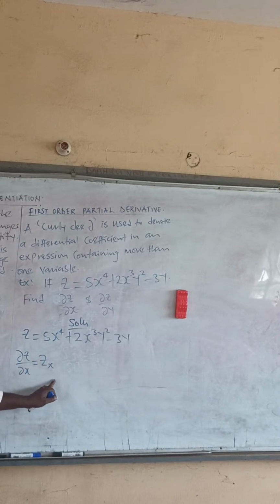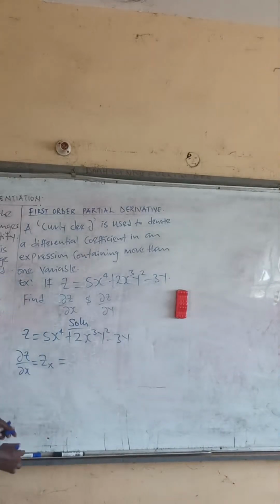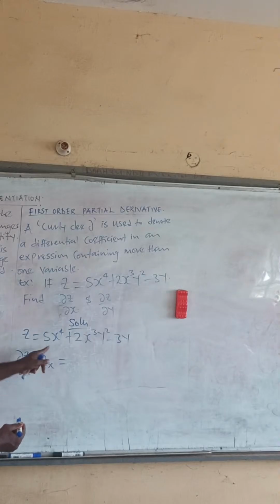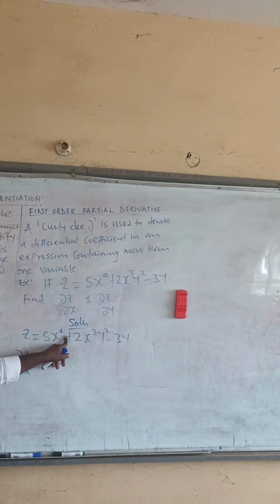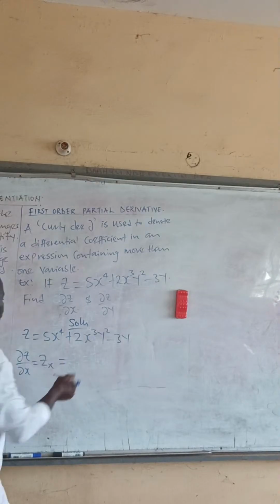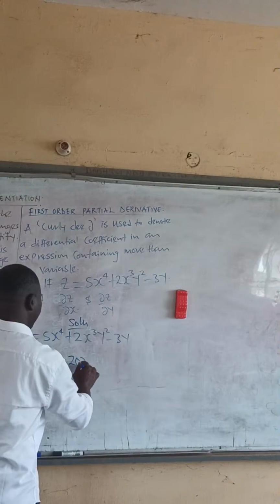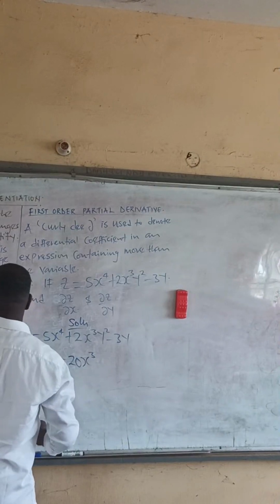Equals differentiate 5x raised to the power 4, which will give us 20x raised to the power of 3.